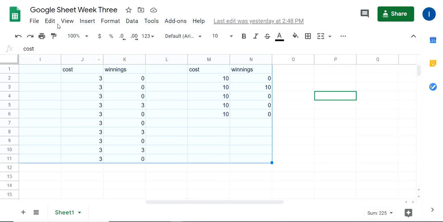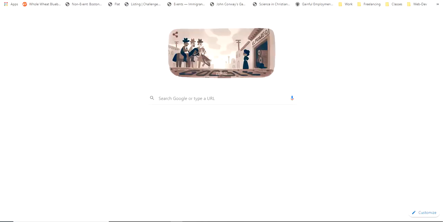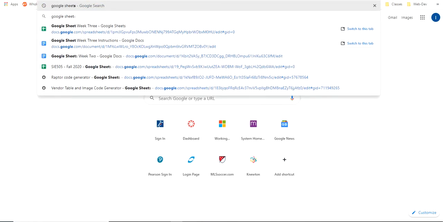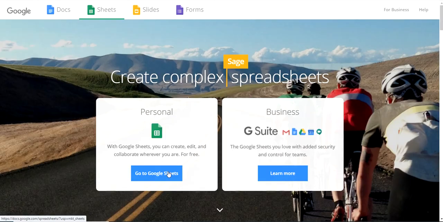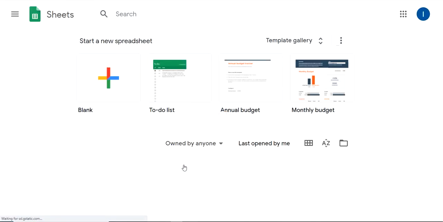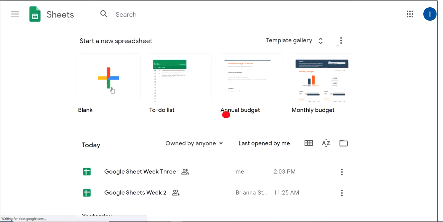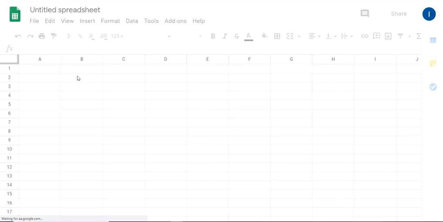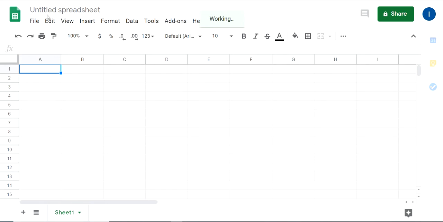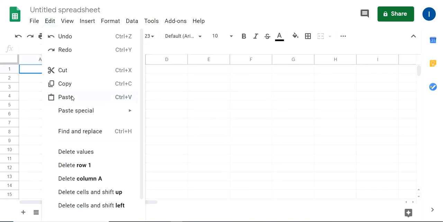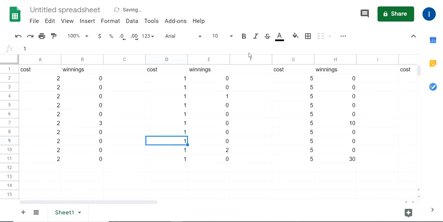So I'm going to hit Edit, Copy, and then I'm going to go to Google and search Google Sheets. There's Google Sheets. Click Go to Google Sheets. Make a new one and sign into Google. That way it saves your work while you're working on it. Then you can click the top left cell and hit Edit, Paste. And there's all your numbers for you to work with.